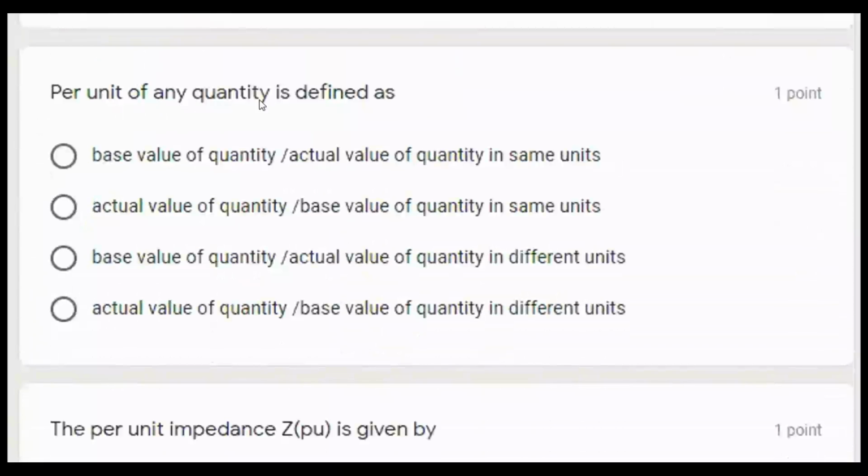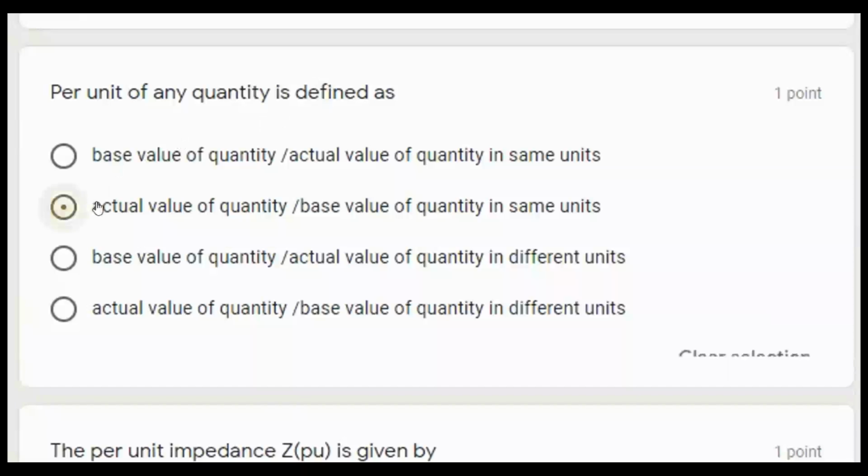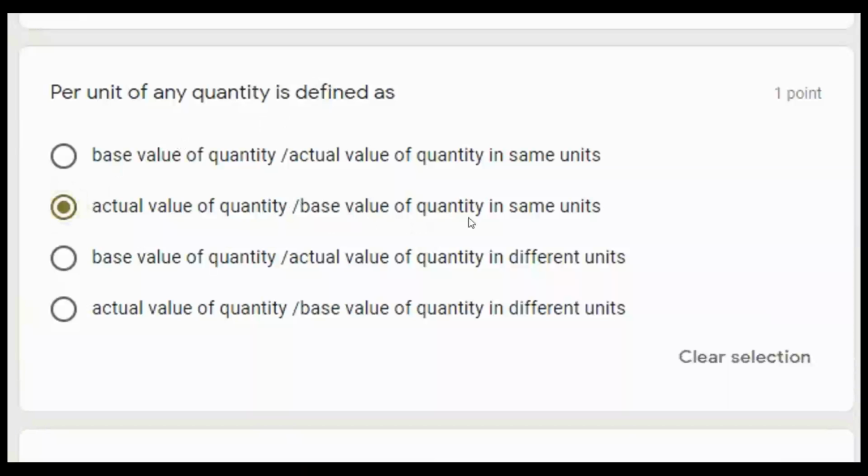Then the fifth question: per unit quantity is defined as the actual quantity divided by the base quantity, both in the same units. Here the second option is correct: actual value of the quantity divided by base value of the quantity in the same unit.